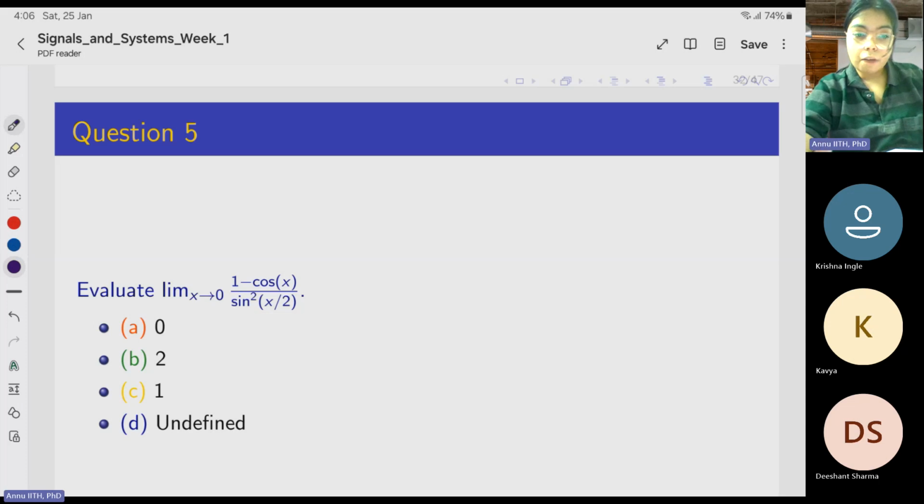So yeah, what will be the answer for this question? Limit x tends to 0, (1 minus cos x) sine square divided by sine square x by 2. How will we approach? As we know, in order to solve the limit, we just need to check whether we can simplify it or not.